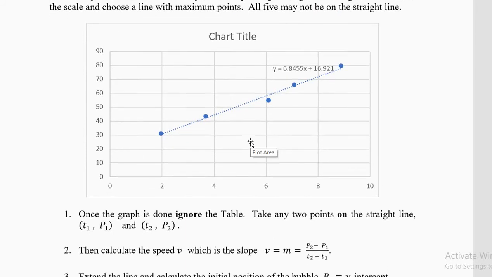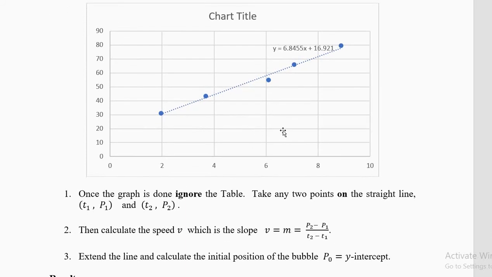y-intercept. Now, the equation of a line is y equal to mx plus c. So your m is 6.8 and c is equal to 16.9. C means cutting the y-axis in this case.